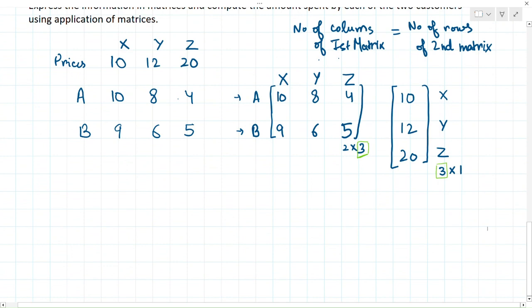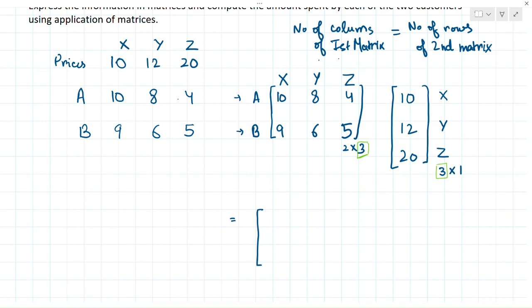Now जो हमारा रिजल्टेंट मैट्रिक्स आएगा वो आएगा 2 into 1 का. 2 into 1 का मतलब है 2 रोज होंगी उसके अंदर और एक होगा उसके अंदर कॉलम. ठीक है. तो दिस 3 and 3 gets cancelled, so what is left is 2 into 1. So the first number represents the number of rows and the second digit represents the number of columns. 2 rows and 1 column.